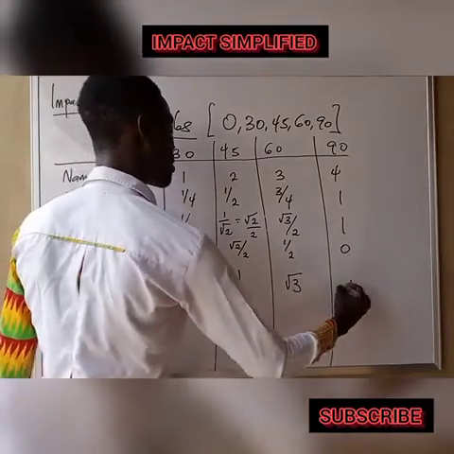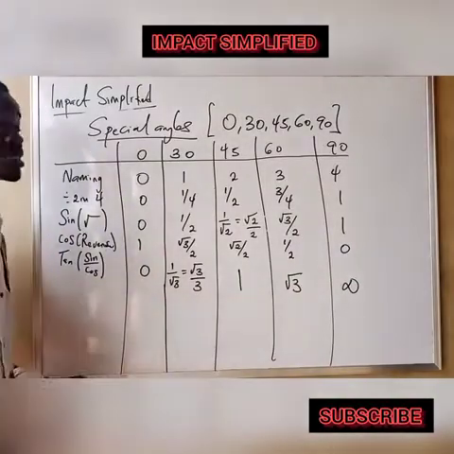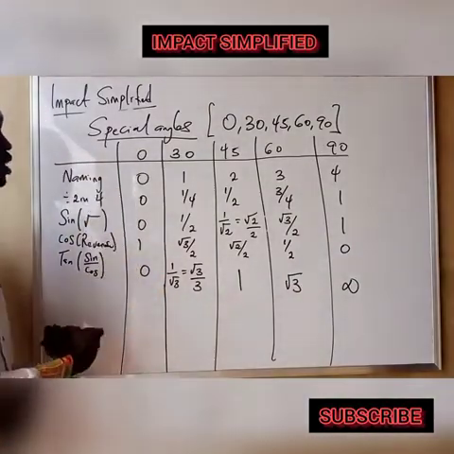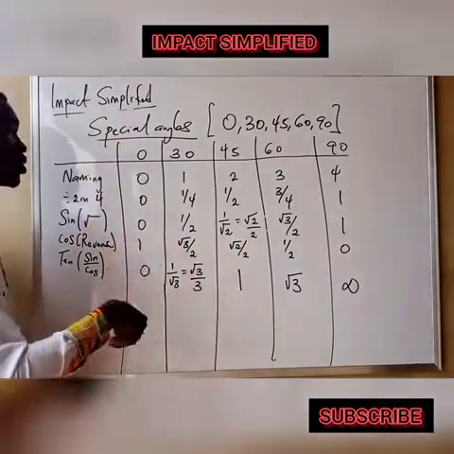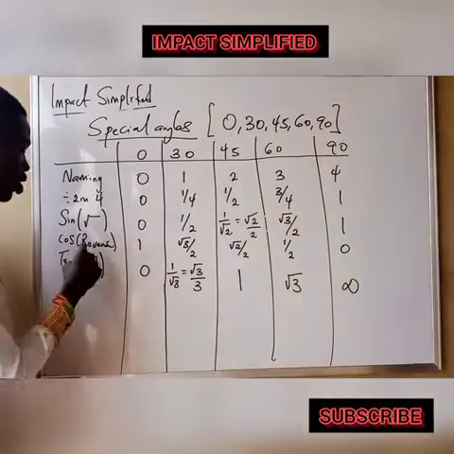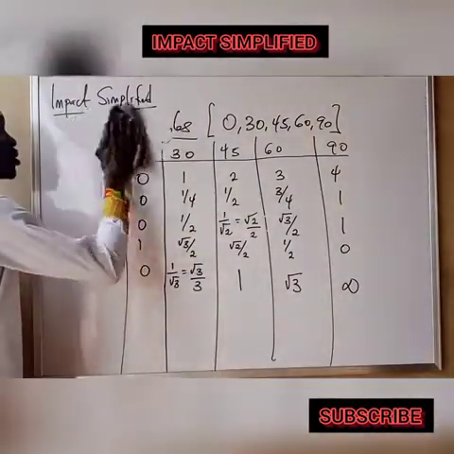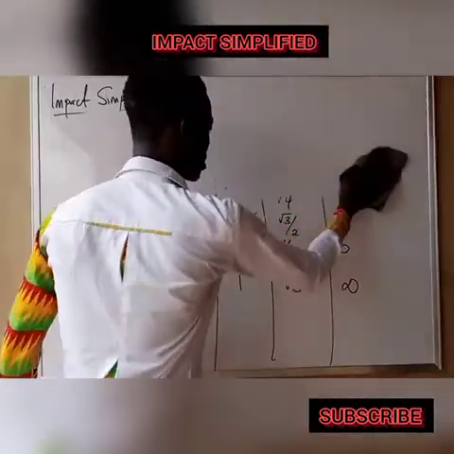1 over 0 in mathematics is what? Is mathematical error. And that is infinity. And this is the table that will help us to get the sine of 0, the sine of 30, 45, 60, and 90, also with their cos and tan. So that is that about the special angles.